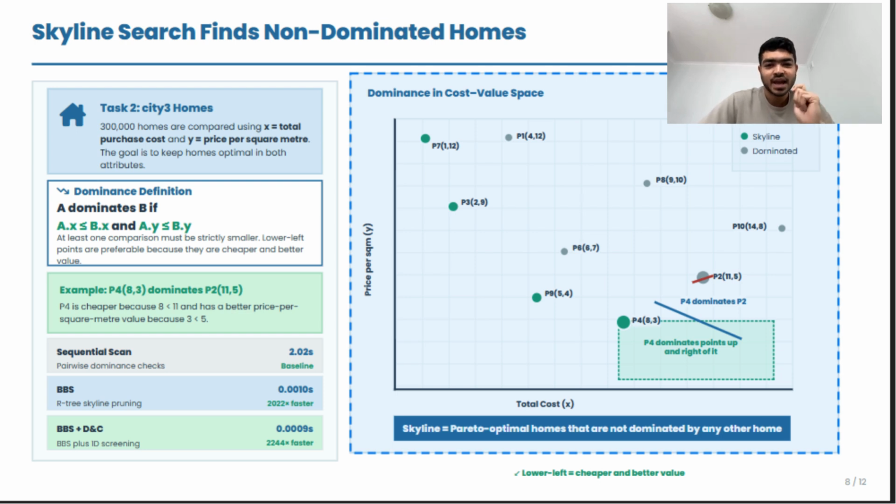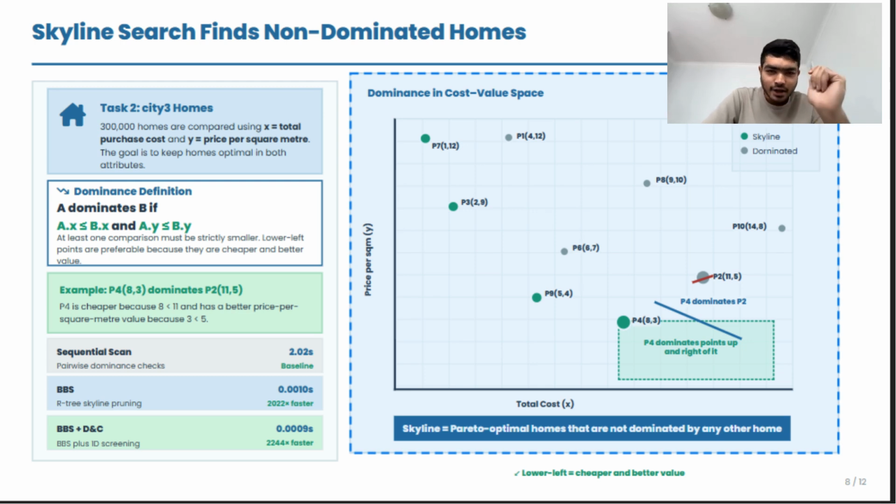Each home has an X value, which is the total purchase cost, and a Y value, which is the price per square meter. The concept at the center of this problem is dominance. Home A dominates home B if A's cost is less than or equal to B's cost, and A's price per square meter is less than or equal to B's price per square meter, with at least one of them being strictly less. In plain English, A is at least as good as B in every way, and strictly better in at least one way. If that is true, no rational buyer would ever choose B when A is available.